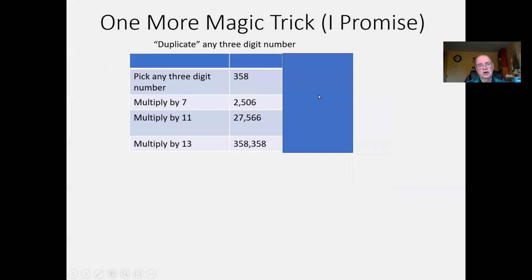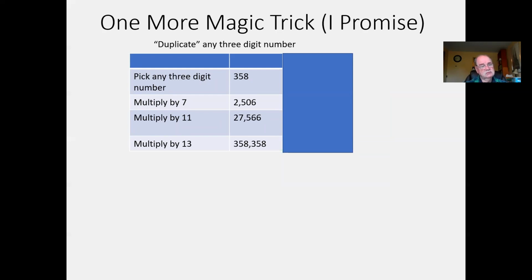So one more trick, I promise. That is to duplicate any 3-digit number. Here again, I want to look at the structure, the skeleton of what the place value is, to remind us of that. We ran through it very quickly at the end of last week. Take any 3-digit number. I have 358.